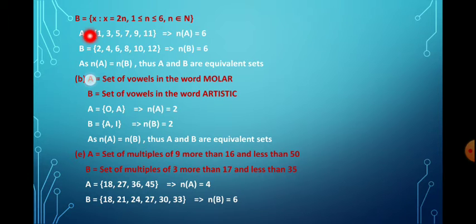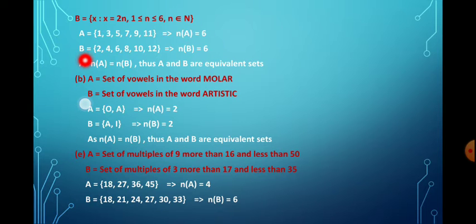So set A, we'll start with 1 and we'll end till 6. So in place of n, first we'll write 1. So 2 ones are 2, minus 1 is 1. 2 twos are 4, minus 1 is 3. 2 3s are 6, minus 1 is 5. 2 4s are 8, minus 1 is 7. 2 5s are 10, minus 1 is 9. 2 6s are 12, minus 1 is 11. So in total we can see that the number of elements in set A is 6.